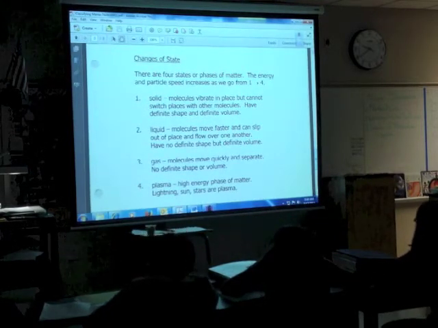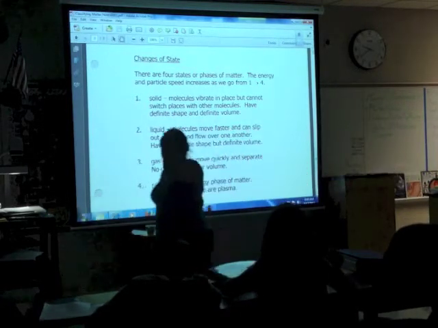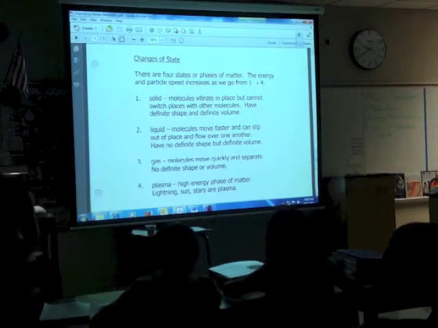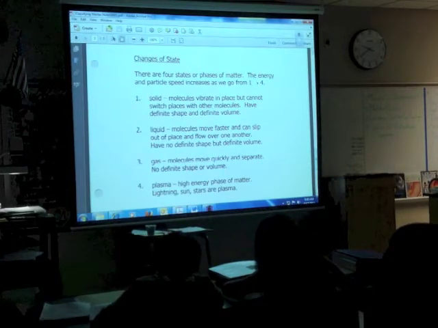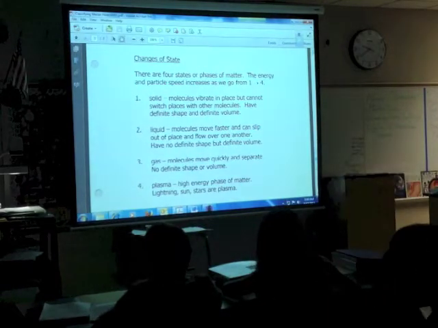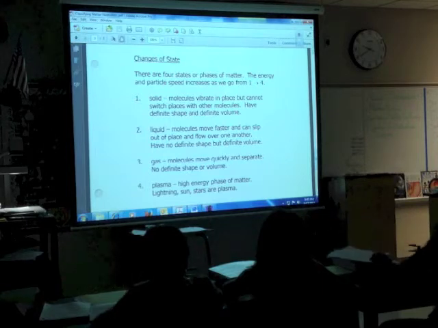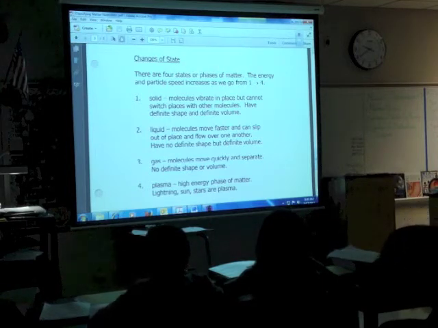Alright. So there are 4 states of matter, and the energy increases, or actually, the kinetic energy increases as we go from one to the next, because the speed of how the particles move change. So let's start out with solid.